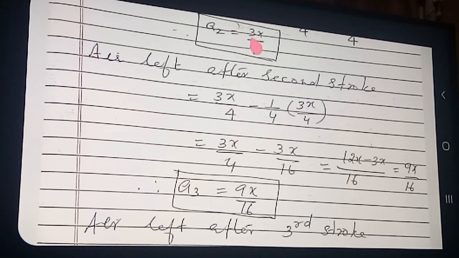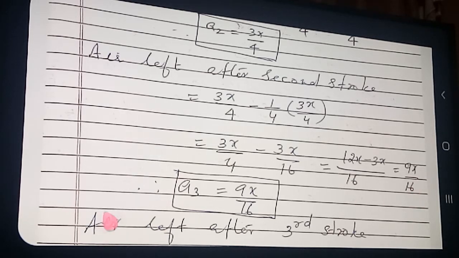So for the second time, how much quantity of air is present in the cylinder? 3x by 4. How much part is being removed? 1 by 4 of this much air is removed. So how much air is then remaining in the cylinder? This much air is already there and this much air we are removing. So 3x by 4 minus 3x by 16. Take the LCM, you will get the answer 9x by 16.